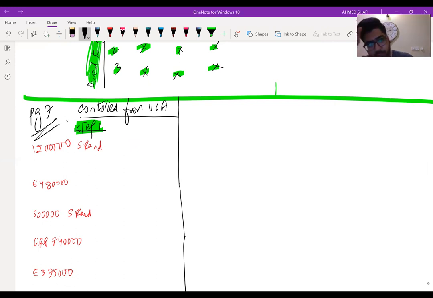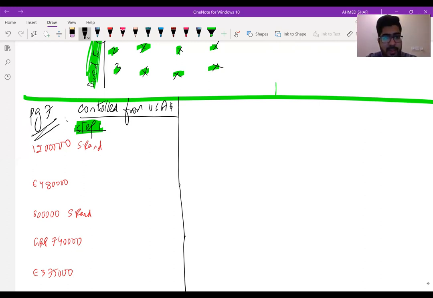And which currency? If the question doesn't tell, always the parent. Where is the parent's currency? So convert all intercompany balances into one currency, that is dollar. Convert all intercompany balances into one currency if the question mentions, fine, else the parent.